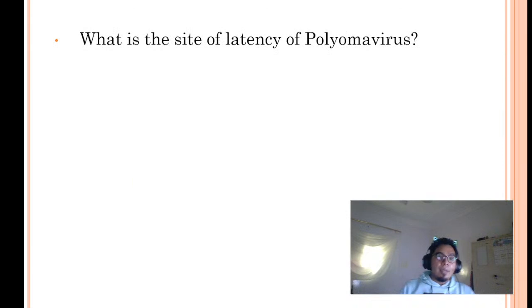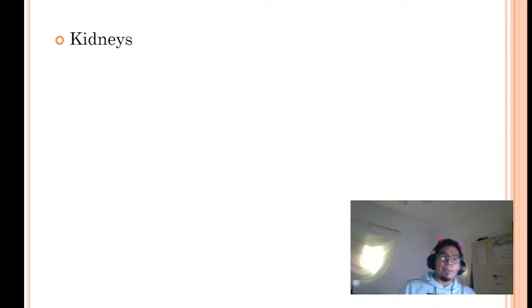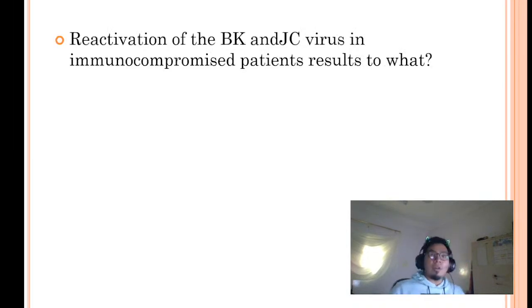Now, this is the site of latency for polyoma virus. That places the kidneys, of course, and reactivation of the BK and the JC virus is actually different. One thing that you need to remember is that they occur in patients who are immunocompromised. They might be infected before, but with no symptoms because there's latent infection.